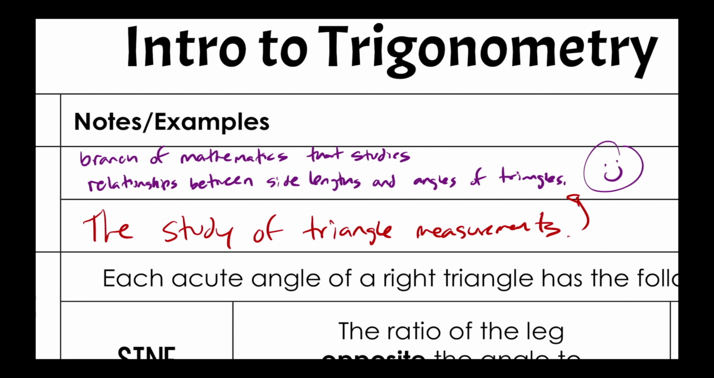And the reason we look at right triangles is because we want to make these ratios, right? So these ratios we're making are in.